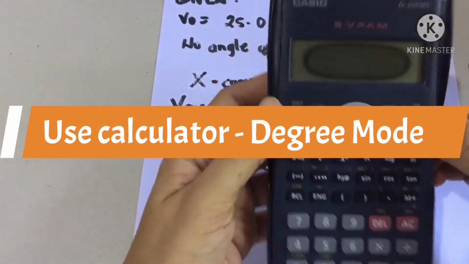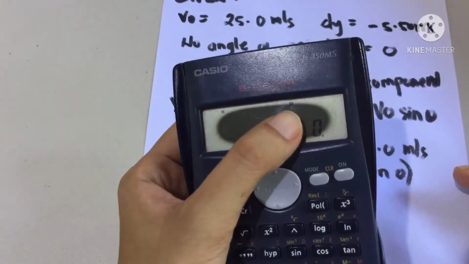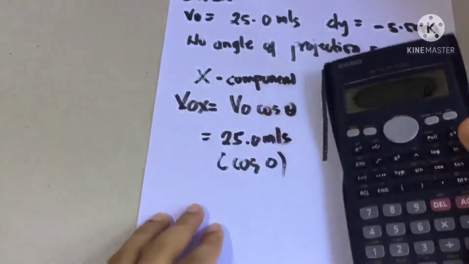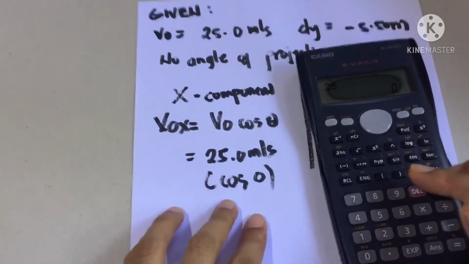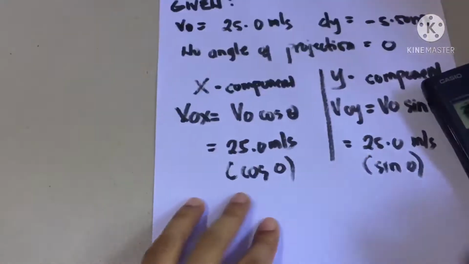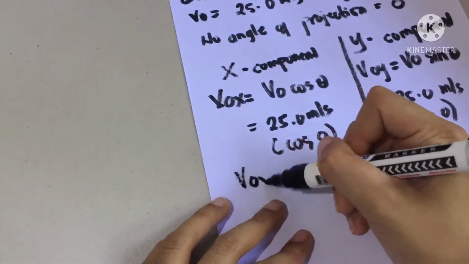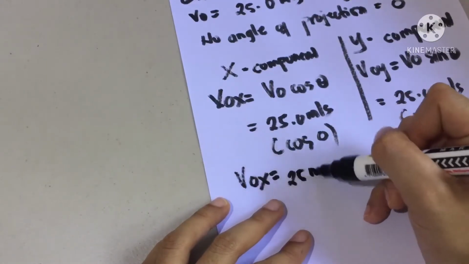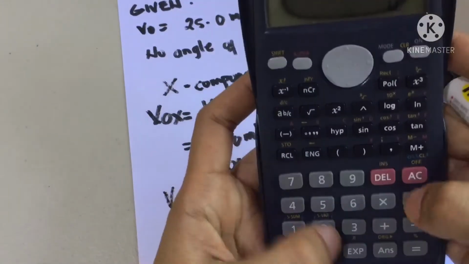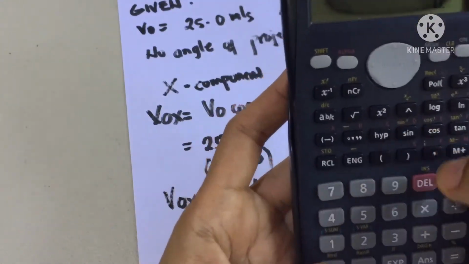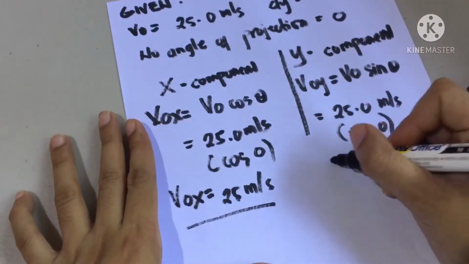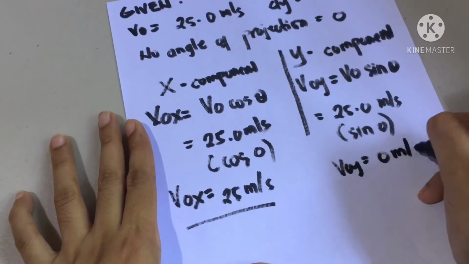So, rule number 1, the calculator must be in degree mode. Degree mode. It's simple, okay? 25 times cosine 0, that is equivalent to, our V0x is 25 meters per second. For our V0y, it's the same. So, 25 sine 0. That is 0. So, our V0y is 0 meters per second.